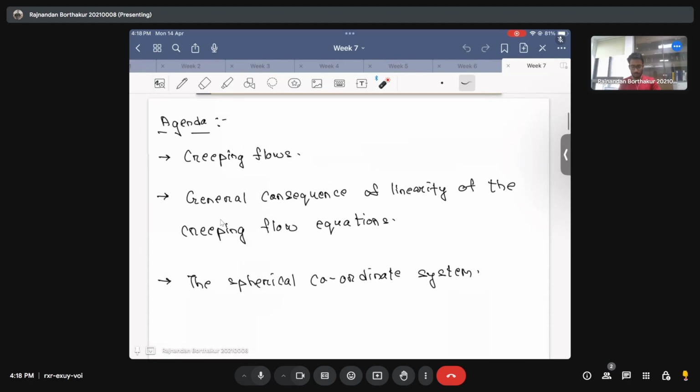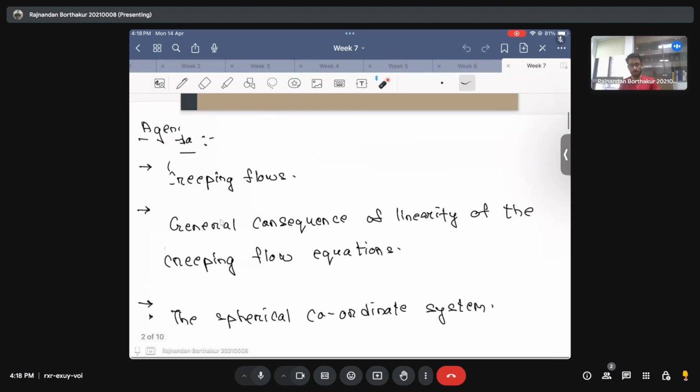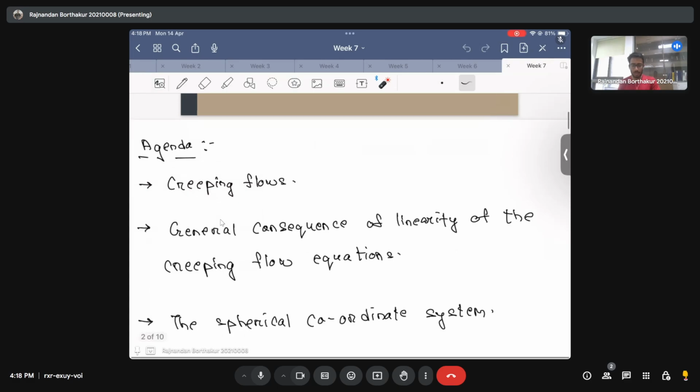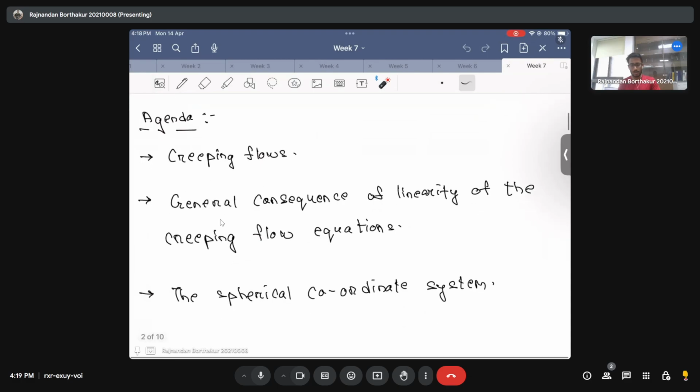In week 7, we then studied a different class of flows, which we call creeping flows. And the definition of creeping flows is that your Reynolds number tends to 0. Okay, that is, the inertia of the fluid is absent, and it is solely the contributions of the pressure gradient and the viscous term that dictate the dynamics of the flow field in creeping flows.